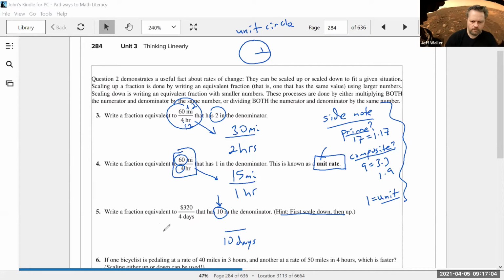Divided by 2. Yeah. So if I divide by 2, I get $160 every 2 days. Now, how do I make that become something over 10 days? What do I do to the top and bottom? Times it by 5. That's 5. All right, get in there. So that becomes 10 days and 5 times 160.